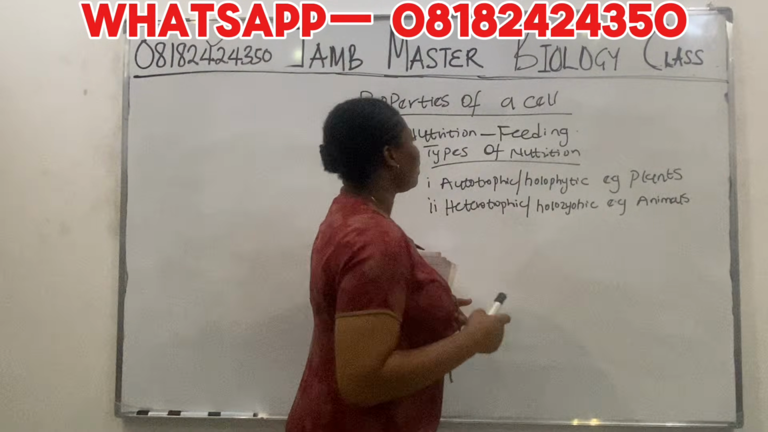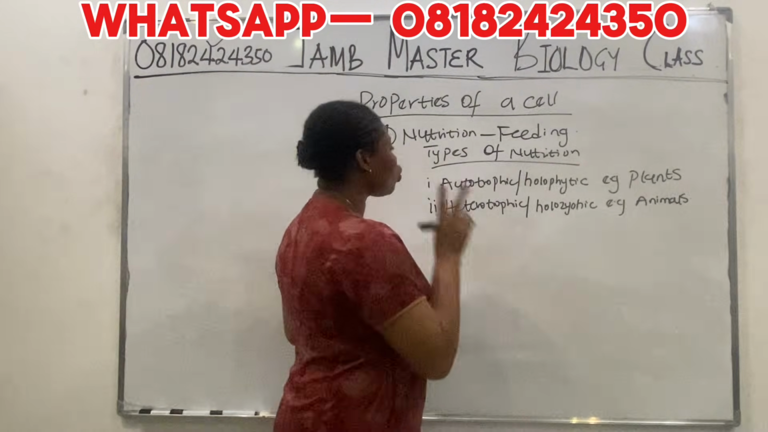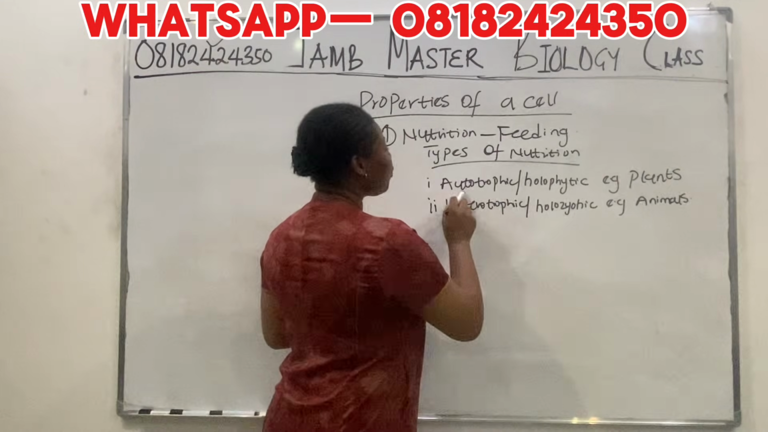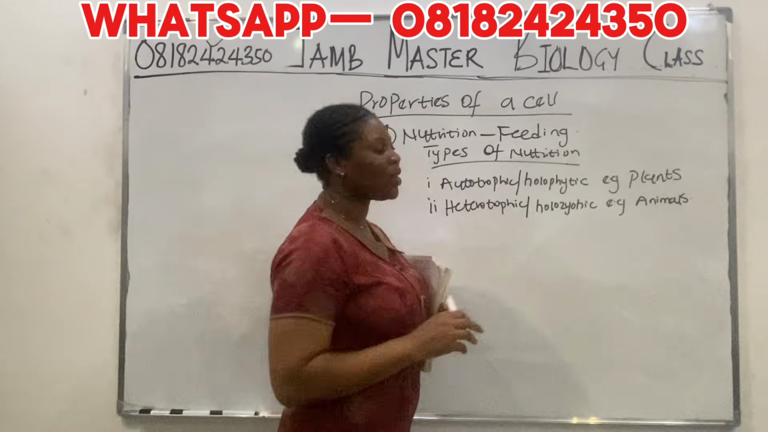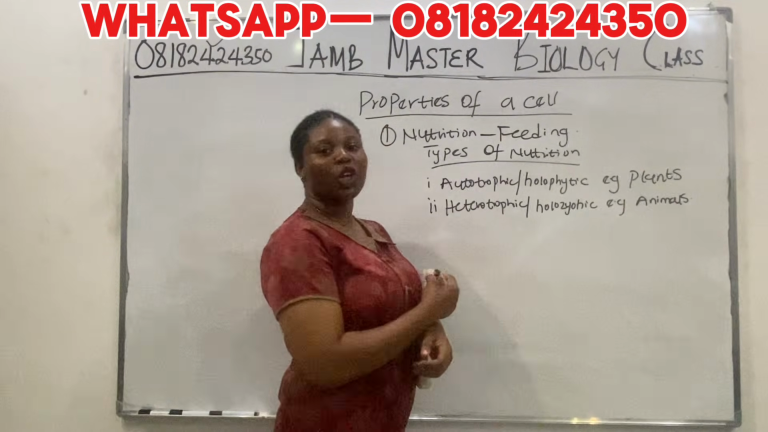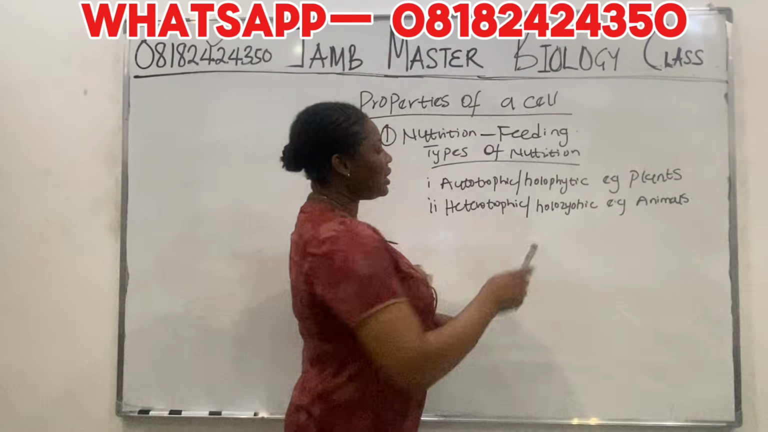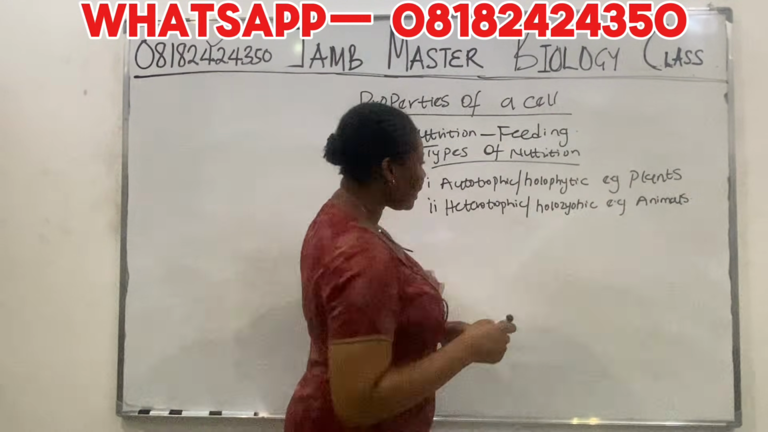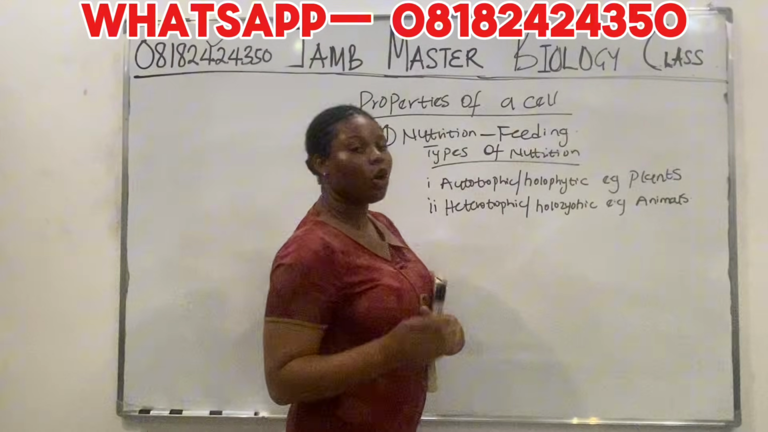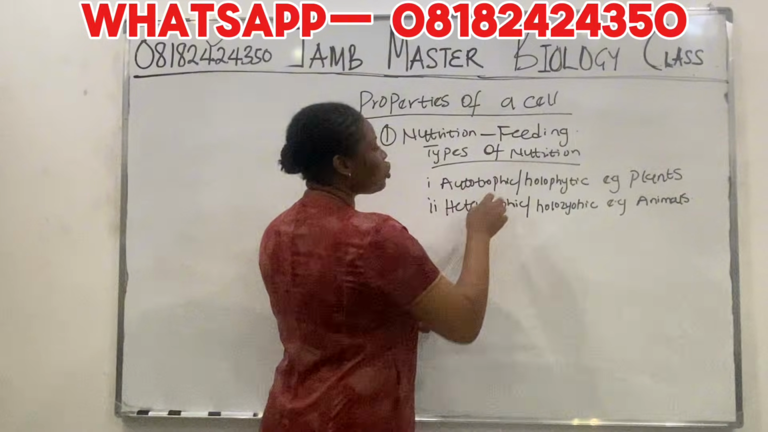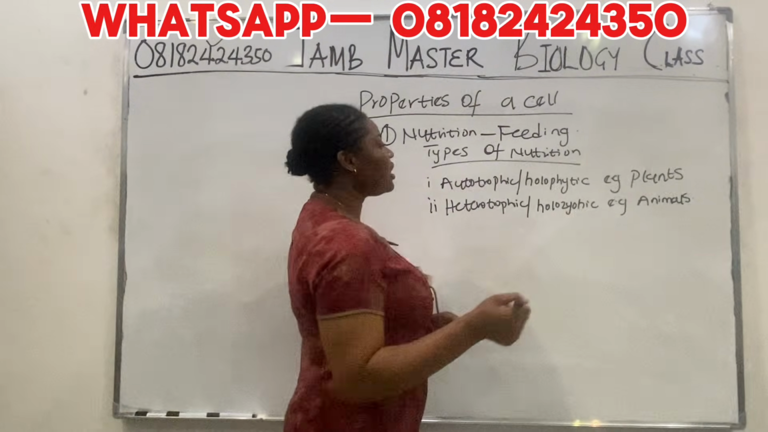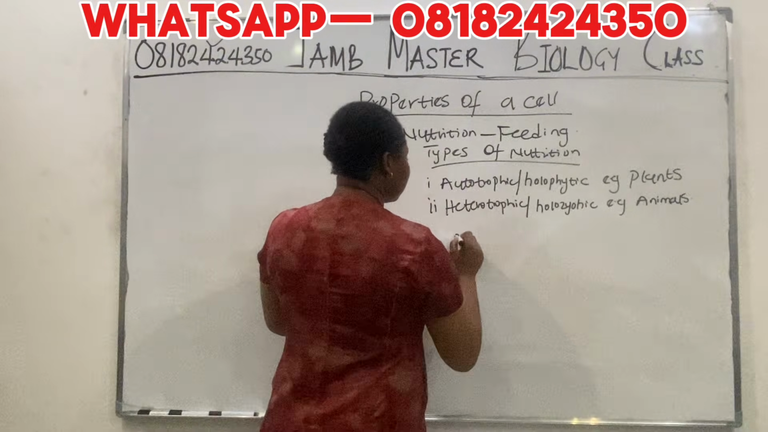So yes, we have two types of nutrition. We have the autotrophic nutrition or holophytic nutrition. You can see in JAMB, they can ask you a question like, autotrophic nutrition is also known as what? The answer is holophytic. And then heterotrophic nutrition is also known as holozoic nutrition. Autotrophic nutrition occurs in plants and it is through the process of photosynthesis.